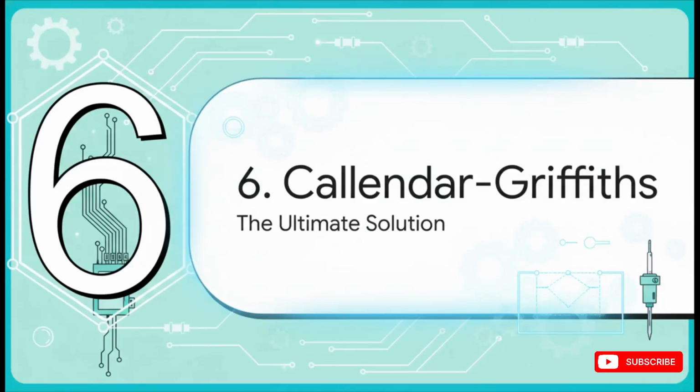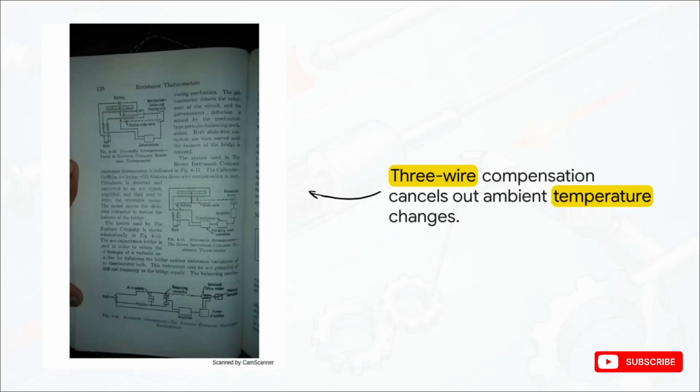Which brings us to Section 6, Callender Griffith Circuit, the ultimate solution. The Callender Griffith circuit is an absolute masterpiece of circuit design. It uses something called Siemens three-wire compensation. By running 3 wires to the bulb instead of just 2, and cleverly arranging them on opposite arms of the electrical bridge, it acts kind of like noise-canceling headphones for heat. It's genius. The ambient temperature changes in the lead wires mathematically cancel each other out perfectly, so the bridge only falls out of balance when the temperature at the actual platinum bulb changes.